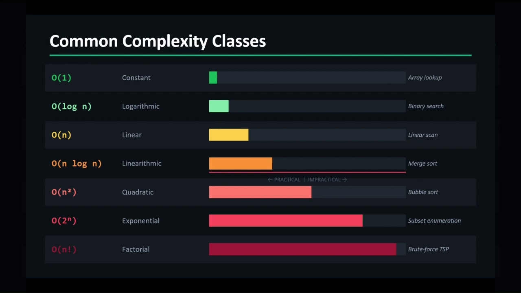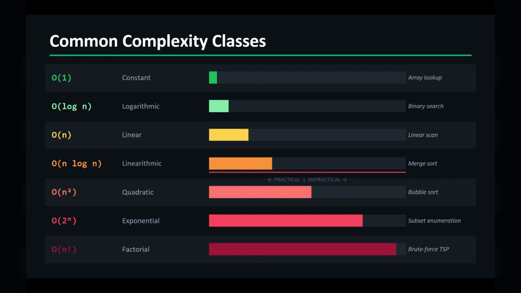Here are the major complexity classes you'll encounter, ordered from fastest to slowest. O of 1, constant time. Doesn't matter how big the input is, it takes the same amount of work, like accessing index 5 in an array. Always one operation, it is completely perfect. O of log n, logarithmic. Binary search is the classic example. Every step cuts the problem in half, so even on a billion items, you're done in about 30 steps.